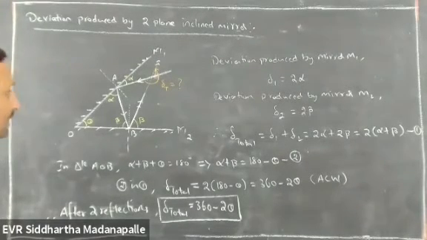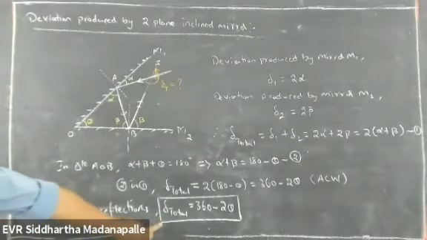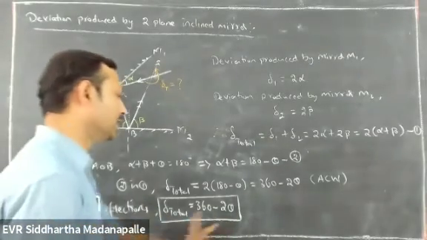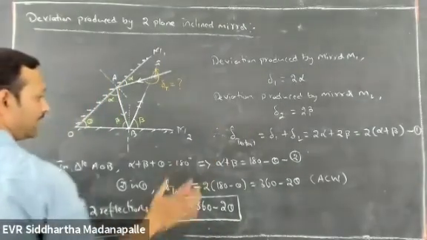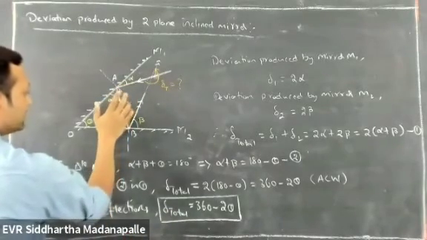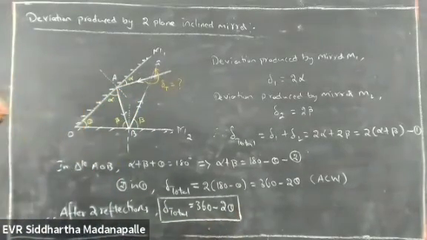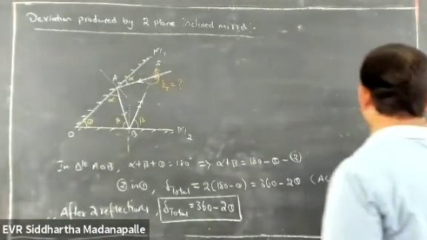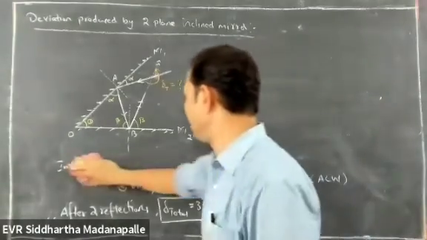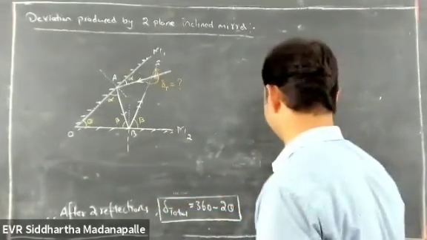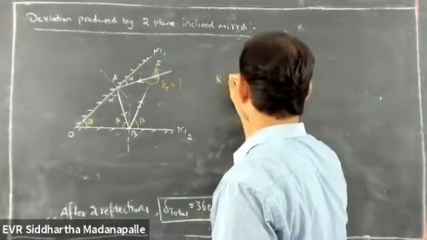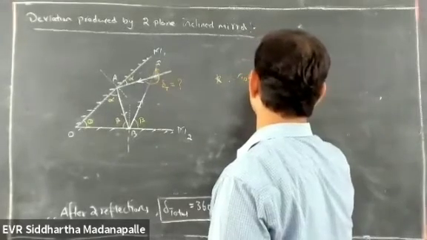Sir, now some important points here: whatever the deviation produced by the two inclined plane mirrors after two reflections, 360 minus 2 theta came. In these formulas, did any term like angle of incidence or angle of reflection appear anywhere? No. It means that the deviation produced by the two inclined plane mirrors is independent of the angle of incidence. So this is an important point here.